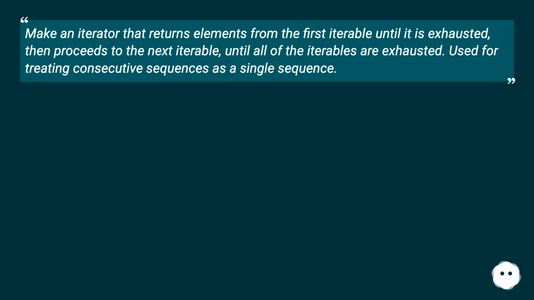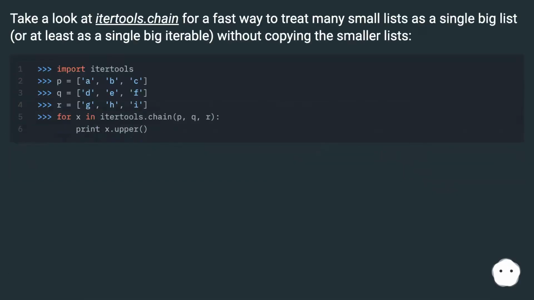Make an iterator that returns elements from the first iterable until it is exhausted, then proceeds to the next iterable, until all of the iterables are exhausted. Used for treating consecutive sequences as a single sequence. Take a look at itertools.chain for a fast way to treat many small lists as a single big list, or at least as a single big iterable, without copying the smaller lists.